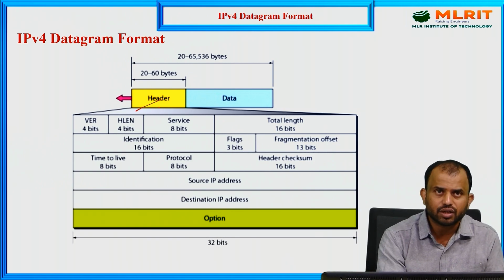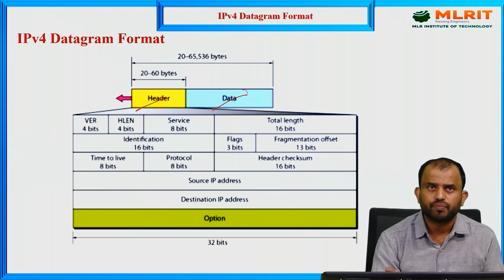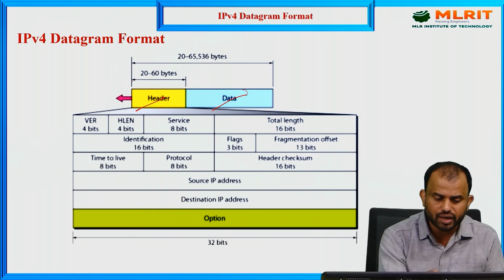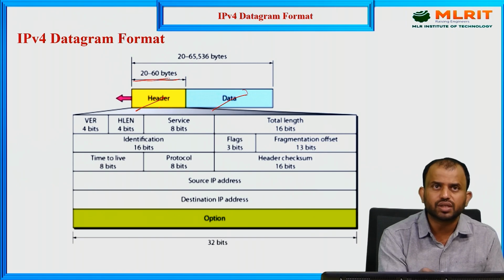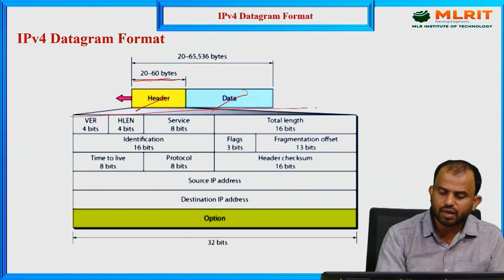One is header values as well as respective data. Apparently, we have some kind of information. But in the header section, the length should be 20 to 60 bytes. It's not bits, it's bytes. In this, we have n number of sections.